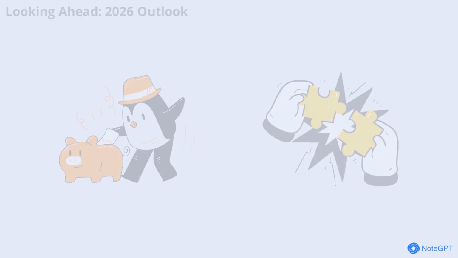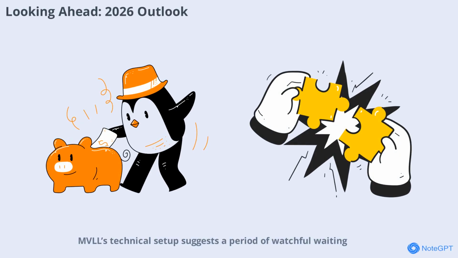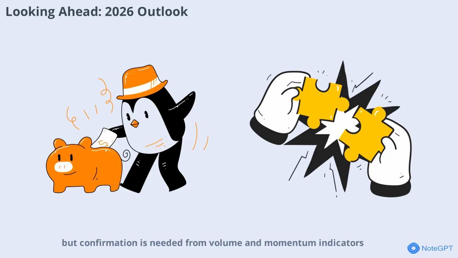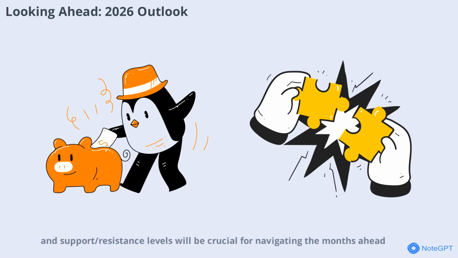As we move into 2026, MVLL's technical setup suggests a period of watchful waiting. The stock is poised for a potential breakout, but confirmation is needed from volume and momentum indicators. Staying alert to changes in trend strength, volatility, and support and resistance levels will be crucial for navigating the months ahead.